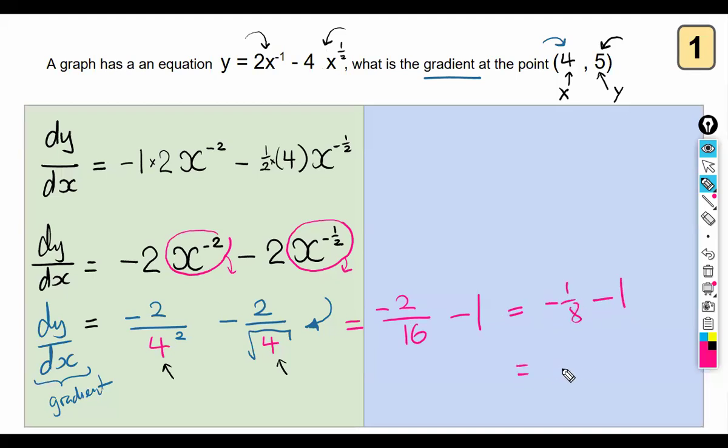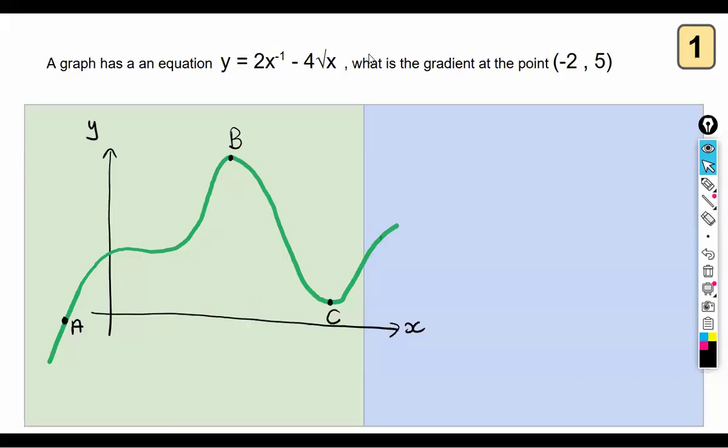So I see what you all did. Minus 1, 1 over 8, minus 1 is minus 1 and 1 over 8, or minus 1.25. Right? The working is there. It's simple. Just if you made a mistake with the signs, you can easily correct it. And that's the end of the question. The gradient at that point is minus 1 and 1 over 8.